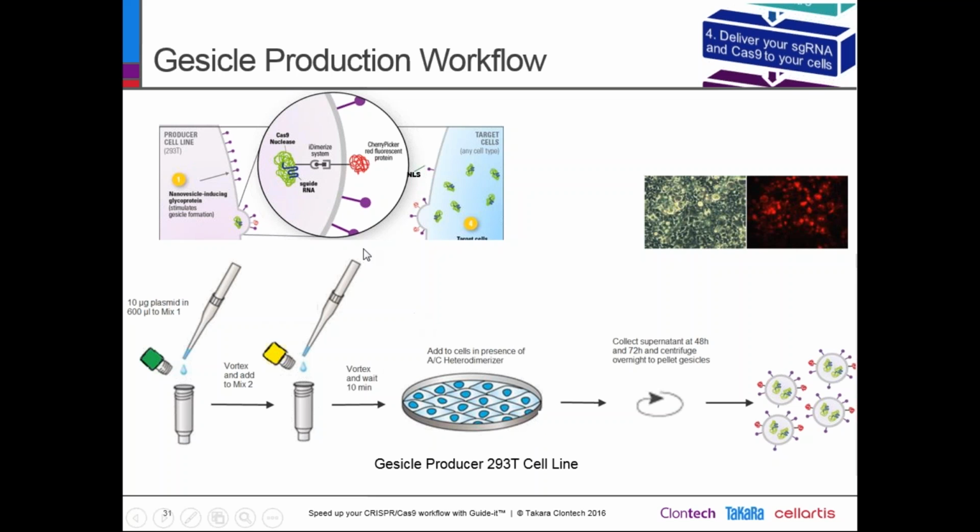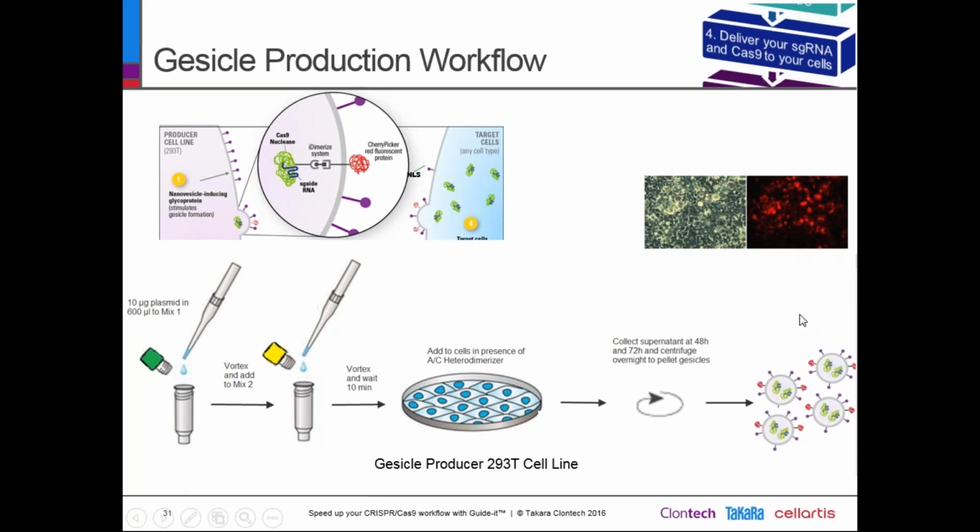Then remember, just to tether the Cas9 to the membrane-bound cherry picker protein, you will need to add the so-called AC heterodimerizer to your producer cells. This is to induce the artificial interaction of the Cas9 with the cherry picker protein and to enrich the Cas9 in the Gesicles. Then 2 to 3 days later, you can collect the Gesicles from the cell culture supernatant, and then there is a centrifugation step to pellet and concentrate the Gesicles, which are then ready to use.